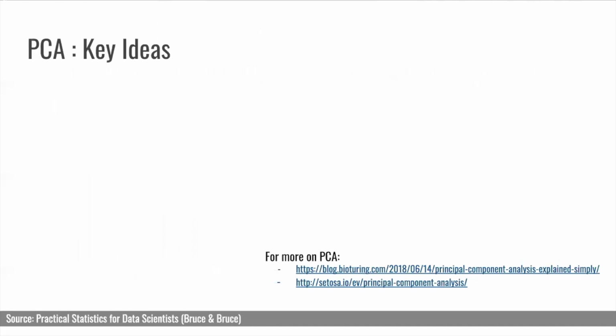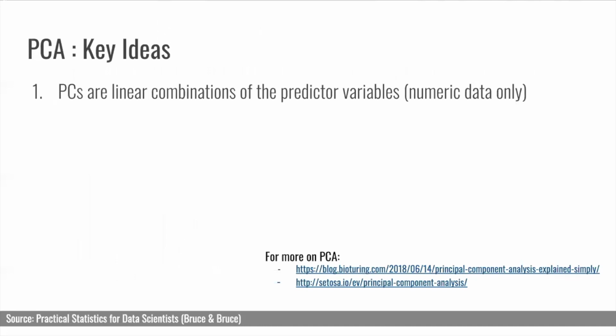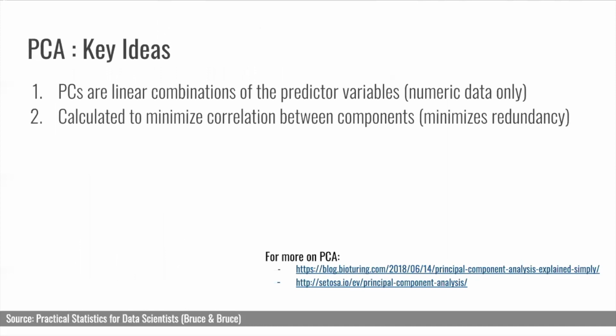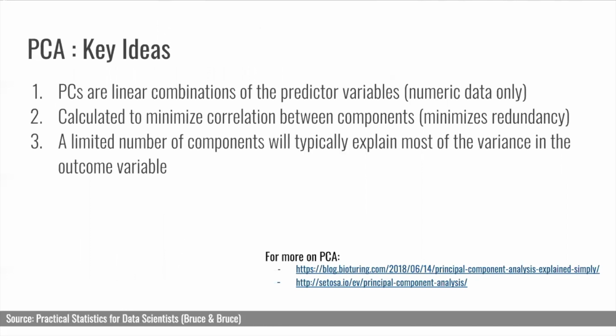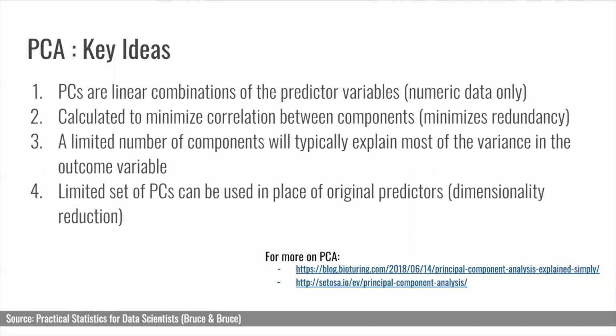All right, so key ideas here. Don't forget PCs are linear combinations of the predictor variables, and the input data has to be continuous. They're calculated to minimize correlation between components. This is going to reduce and minimize redundancy. Some limited number of components will typically explain most of the variance in the outcome variable, so you only need to use a few principal components, regardless of how many input variables you had. And this limited set of PCs can be used in place of the original predictors. This is the point of dimensionality reduction.